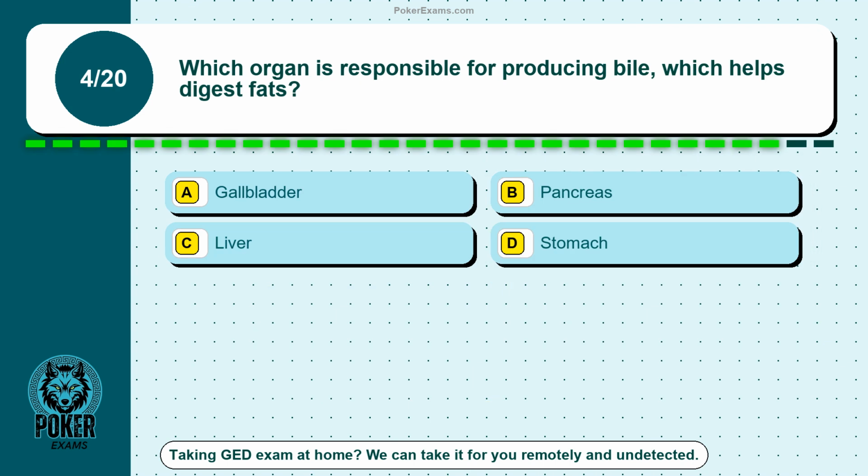Question 4. Which organ is responsible for producing bile, which helps digest fats? Option A. Gallbladder. Option B. Pancreas. Option C. Liver. Option D. Stomach.